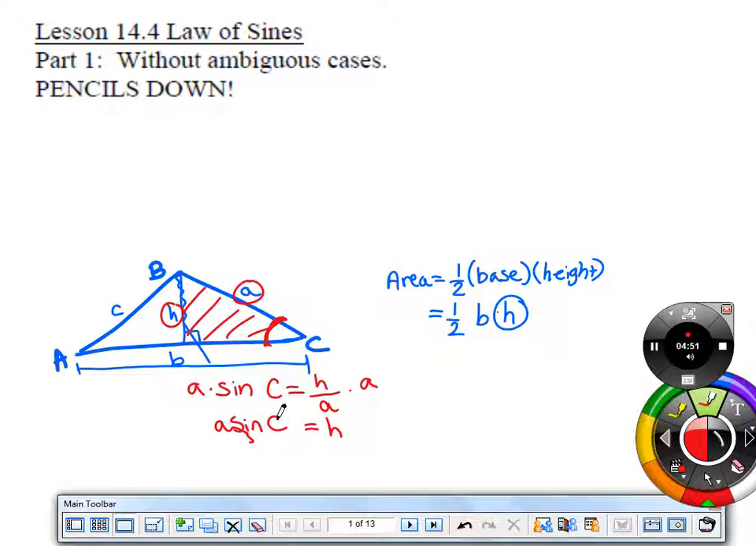So H could be written as A sine C. That means this formula could be 1/2, and remember my B here is not standing for base, it literally means that side that's marked B in the triangle, times the height, but the height could be A sine theta. So this could be a formula for area of a triangle that's not a right triangle.